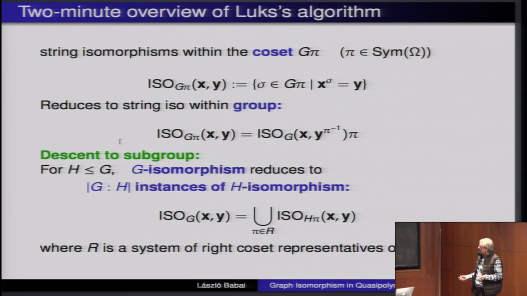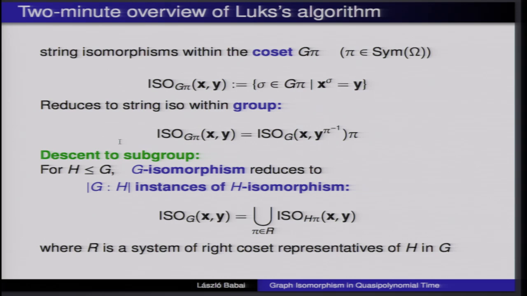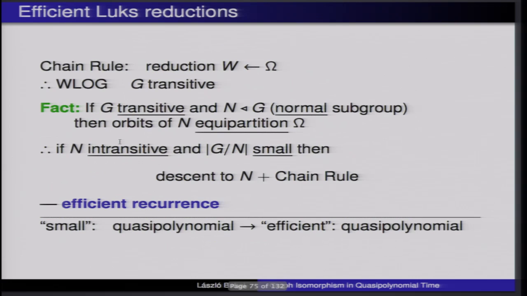Descent is costly. If I descend, then the cost is the index of the subgroup to which I descend. However, if the subgroup to which I descend actually has orbits that are small, then I can recover my cost, and that is the basic idea. Okay? One fact to remember is most often this is going to be used in the following context. The group G is transitive, and we have a normal subgroup. Now, if I have a normal subgroup of a transitive group, then the orbits of that normal subgroup equipartition my domain. They divide it into equal size subsets.